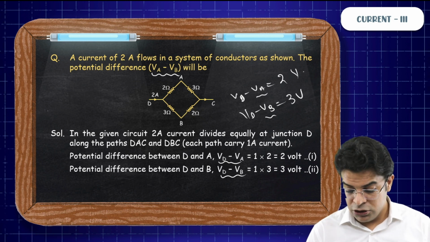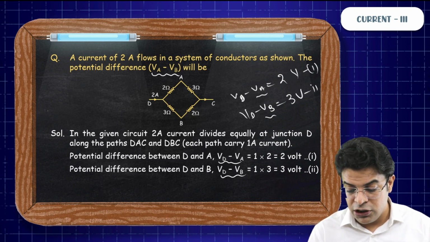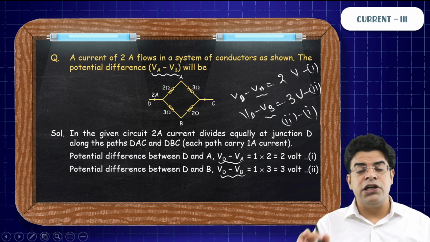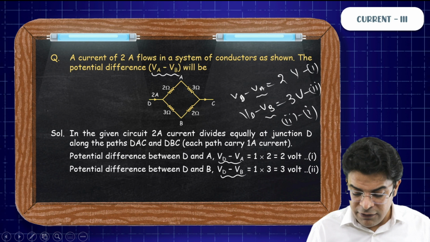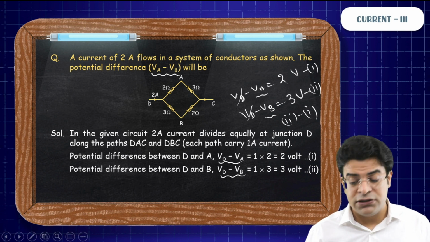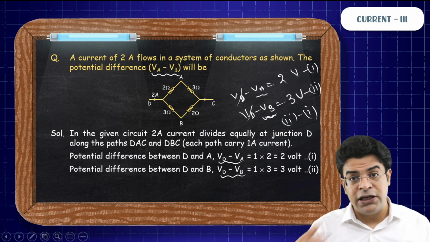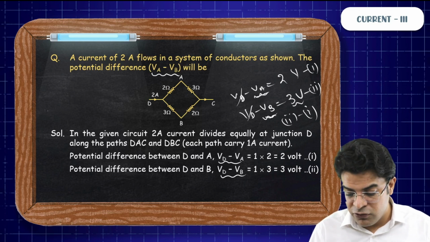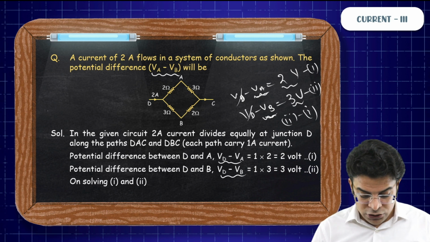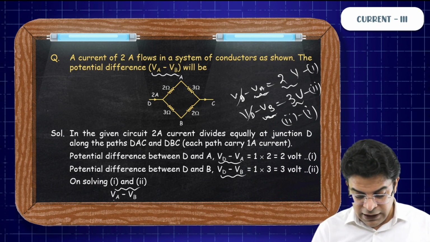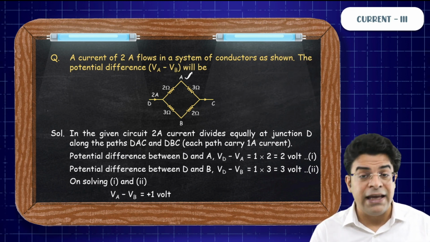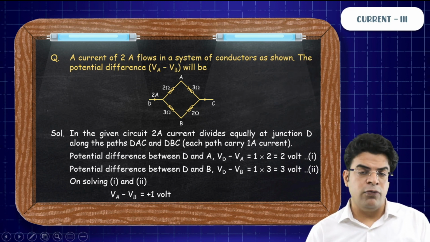What to do? So beta, simply do equation 2 minus equation 1. When you do equation 2 minus equation 1, on the left hand side, VD will get cancelled and you will get minus VB minus VA, so that becomes VA minus VB. And on the right hand side, you will get 3 minus 2, that will be 1 volt. So on solving 1 and 2, we get VA minus VB equals 1 volt. It means that the potential of A is higher than that of B by 1 volt.